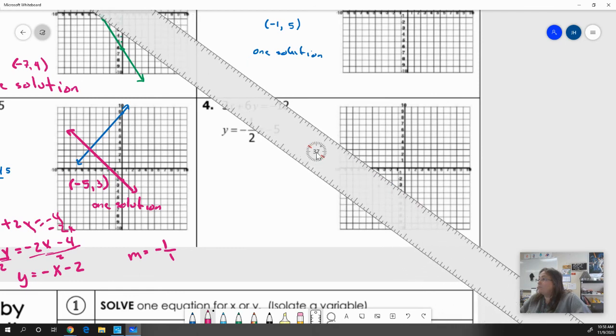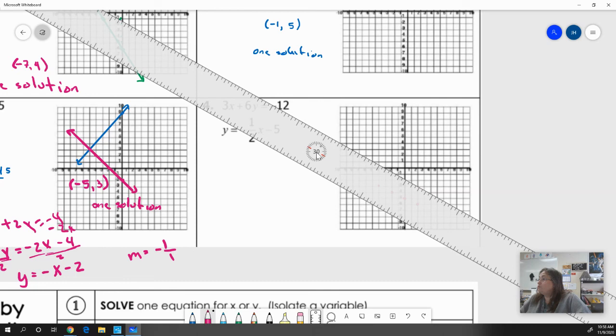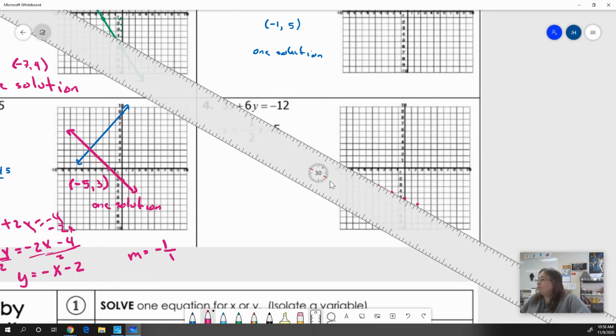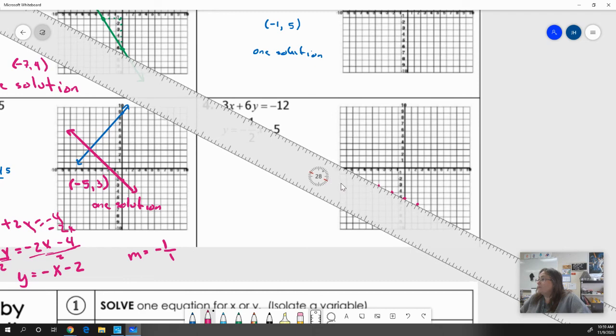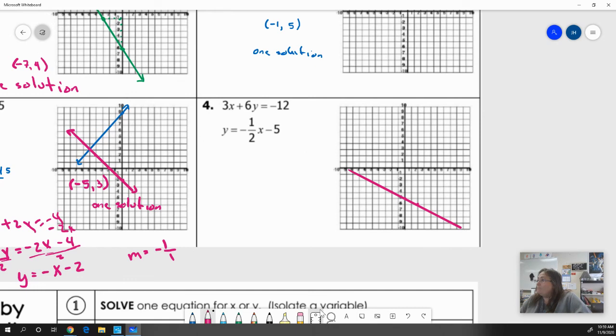I'm going to graph this. Bam. That one's done, right? But we have this other one, 3x plus 6y equals -12, that is not in our slope intercept form.